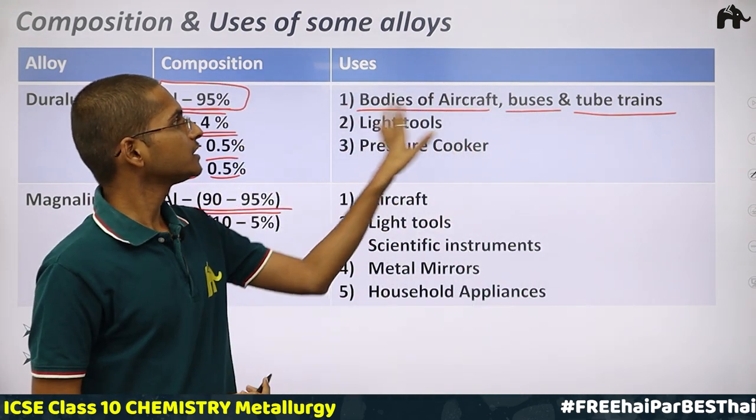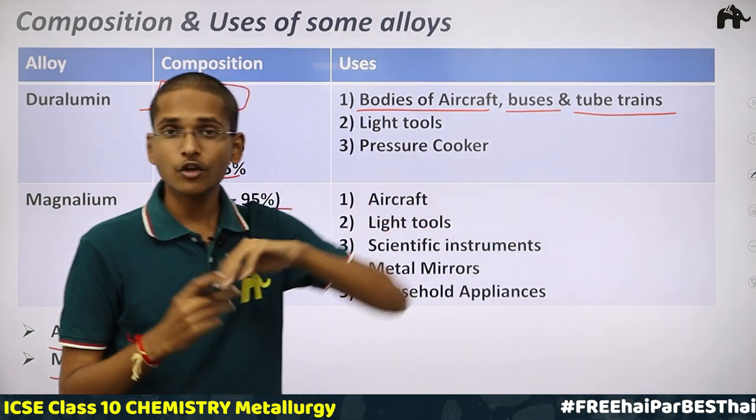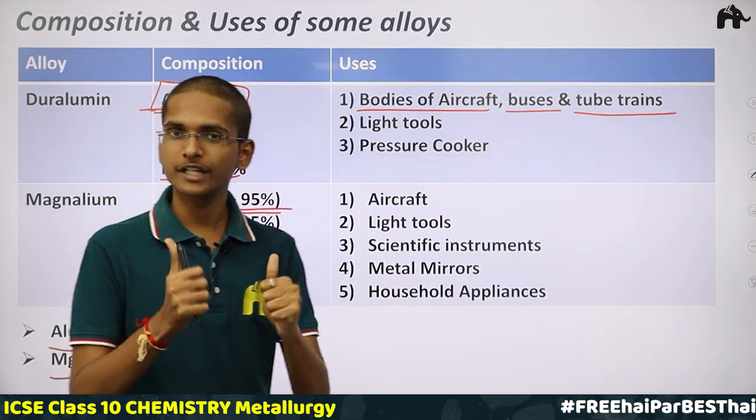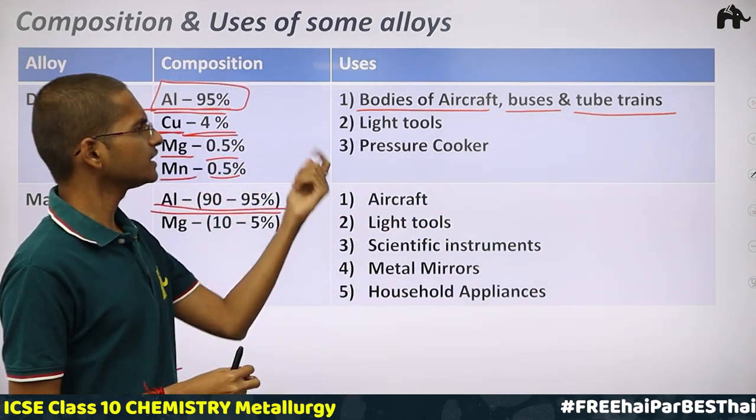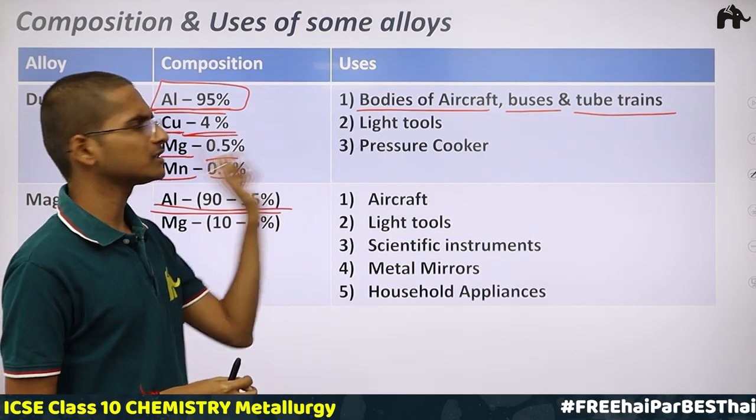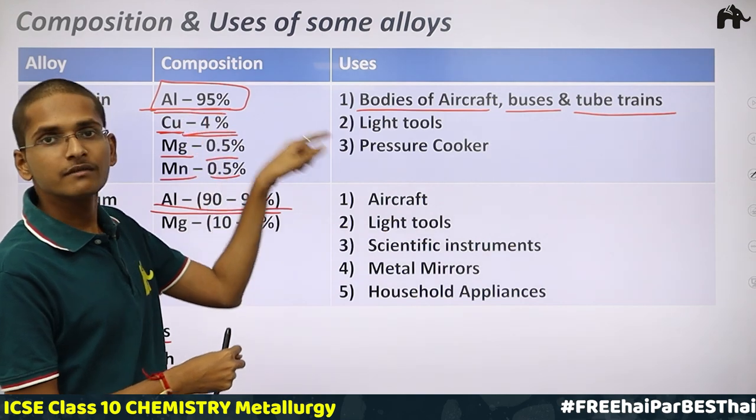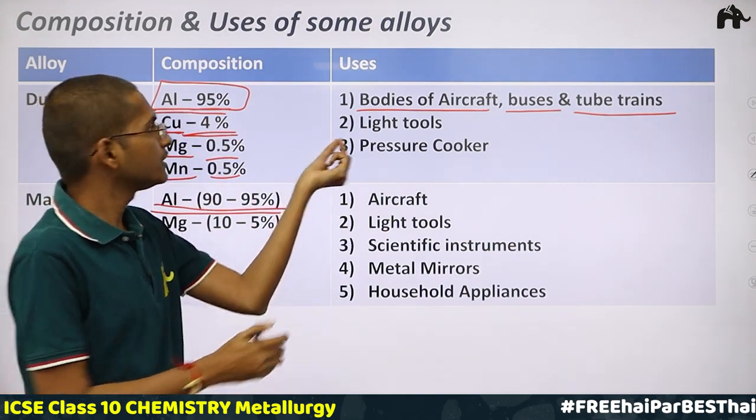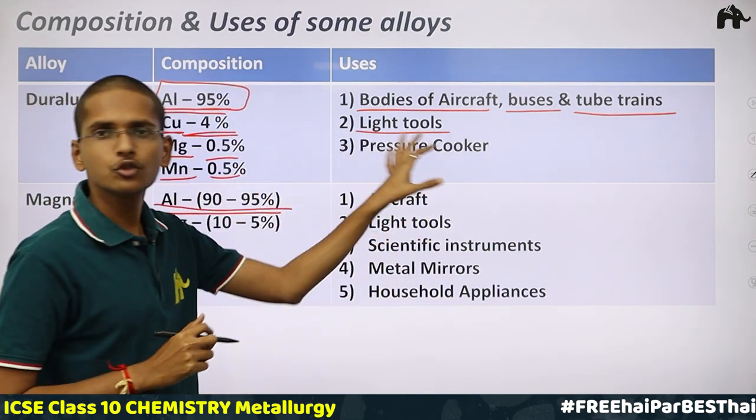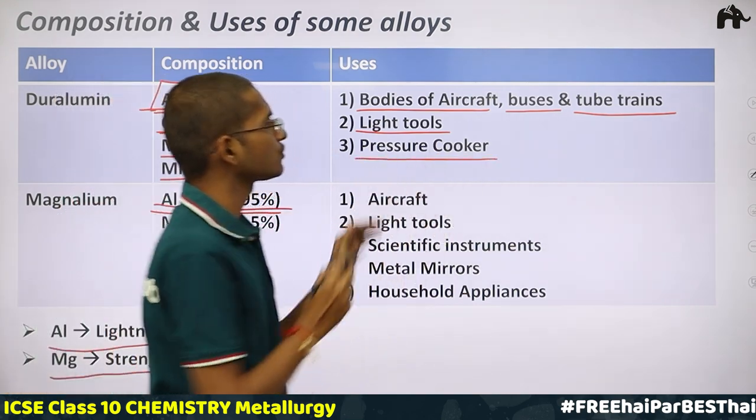used for making the bodies of aircraft, buses and tube trains, and they are also resistant to corrosion as well. Very important thing. Clear? Then they are also used to make light tools. Yes, because this alloy is light because of the aluminium's percentage. Aluminium is giving us the lightness, so we are using it to make light tools. We also make pressure cookers with this duralumin.